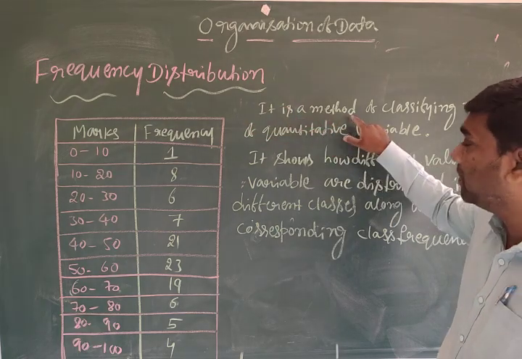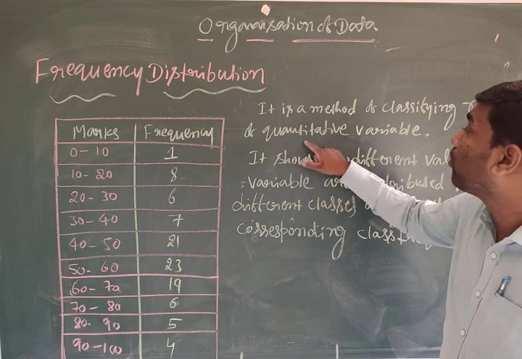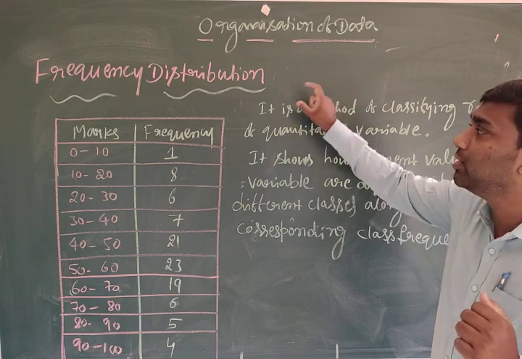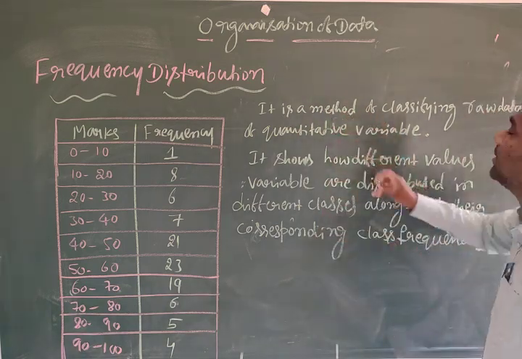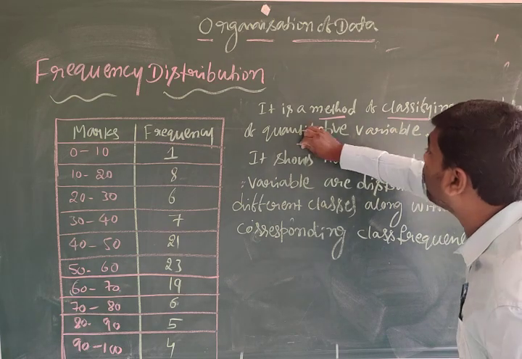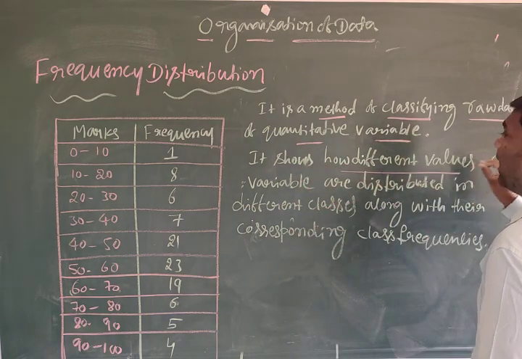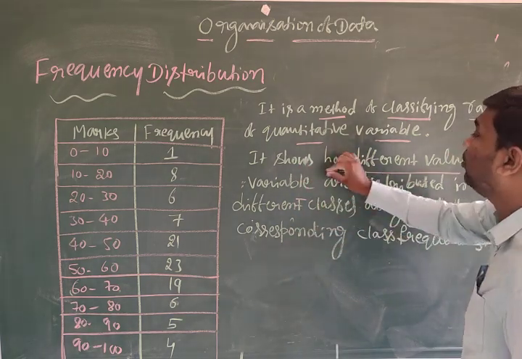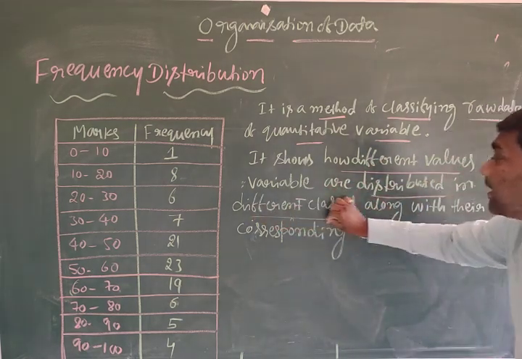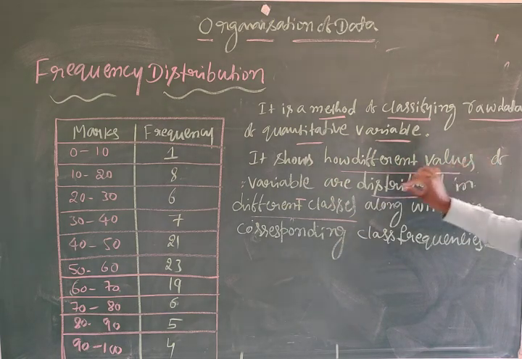Frequency distribution is a method of classifying raw data of quantitative variable. It shows how different values of the variable are distributed in different classes. Are you understanding? It shows how different values of the variable are distributed.